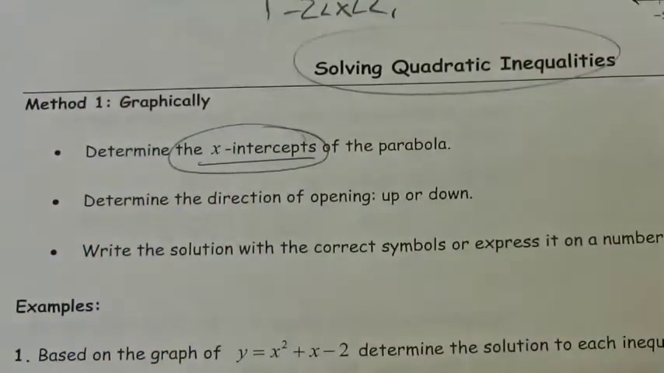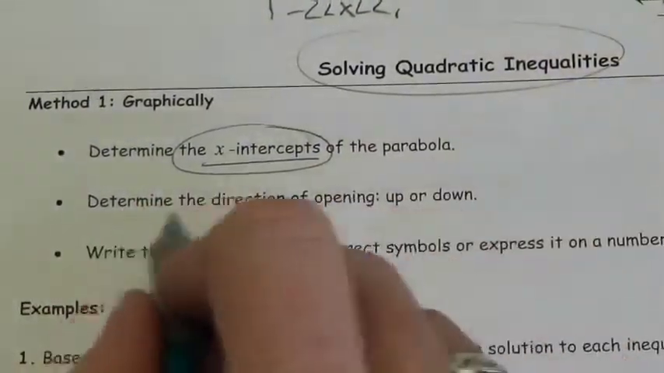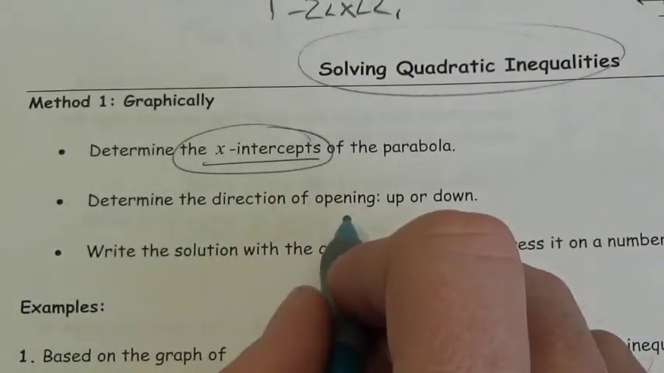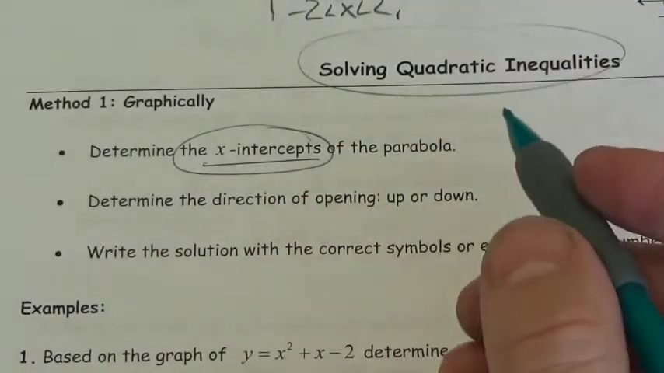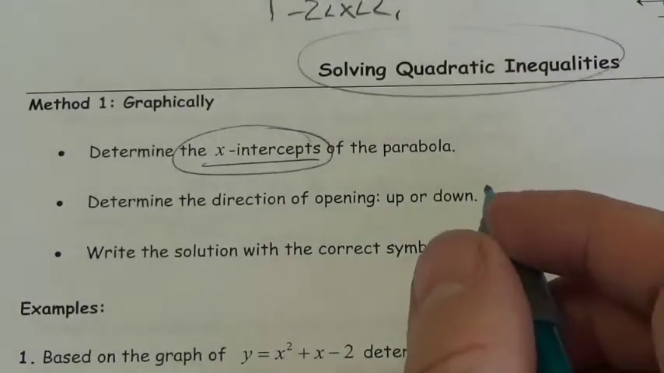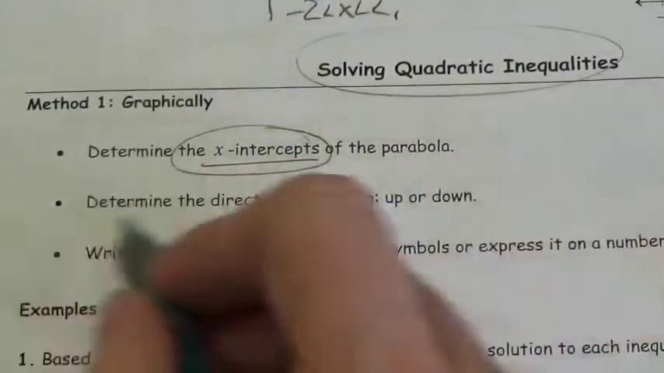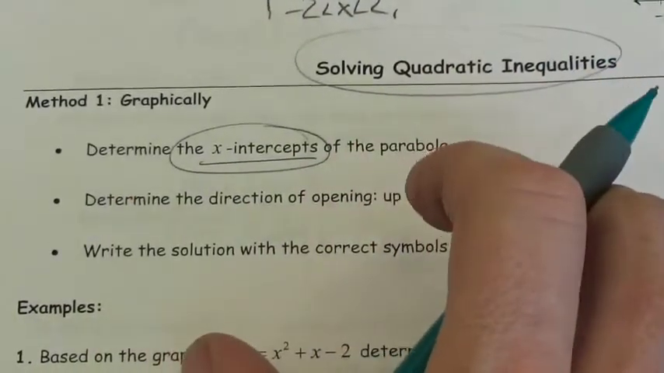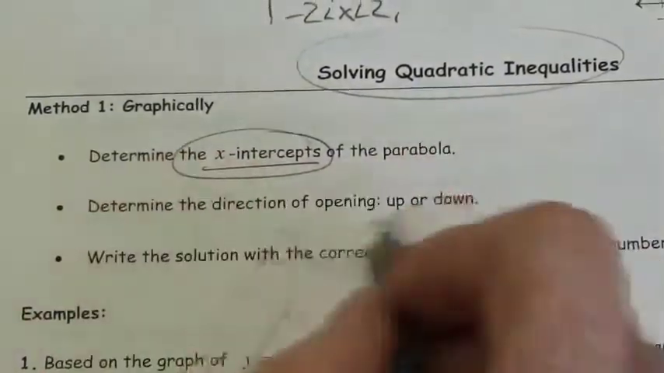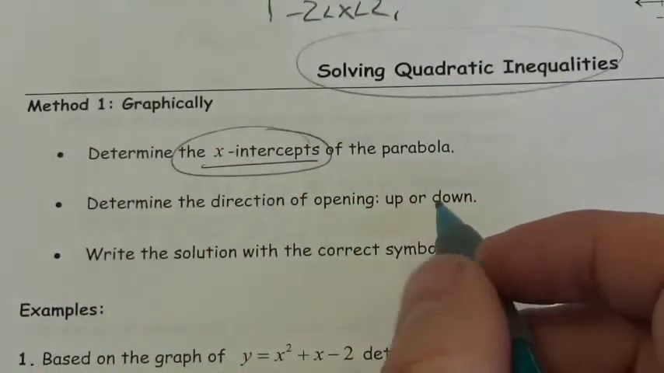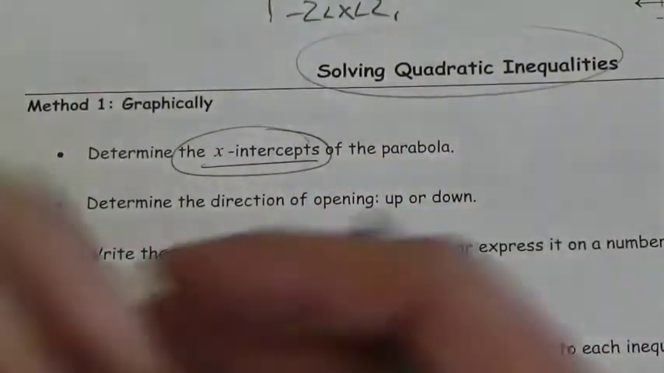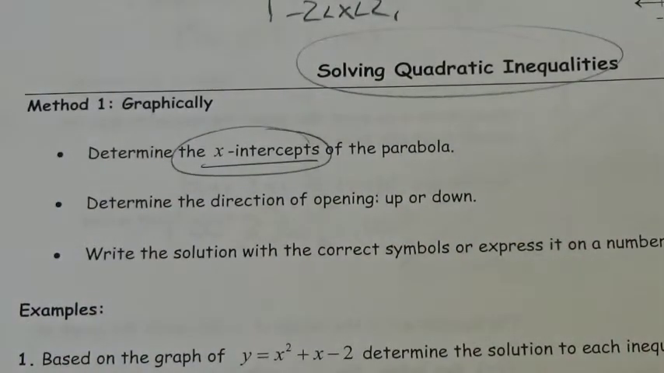Those are your x-intercepts. It's also important to determine the direction of the opening, whether the parabola goes up or down. Now I'm going to show you with another method here how you can kind of get around that a little bit. But if you're going to plot these things kind of by hand, man, it's important to know whether it opens up or down. If you get that wrong, then your answer is going to be completely opposite what the intended answer is supposed to be.